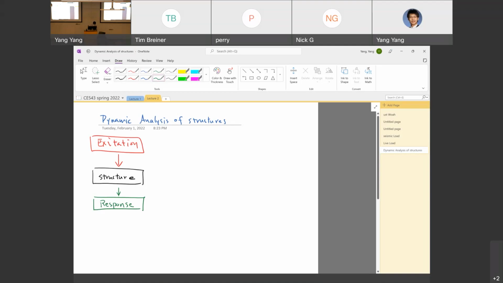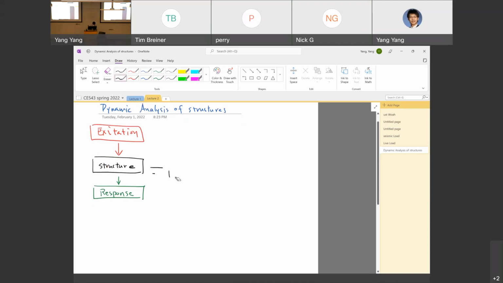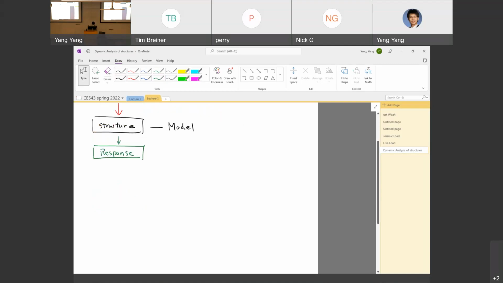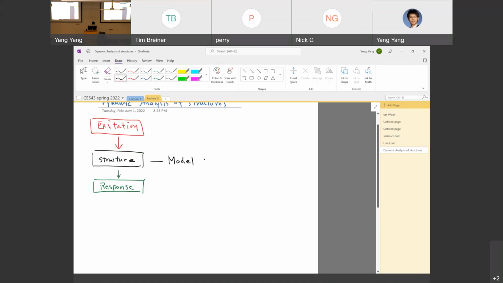And in most cases, we would like to start from the easiest case. In order to simplify the process, we usually model the structure as a discrete system.